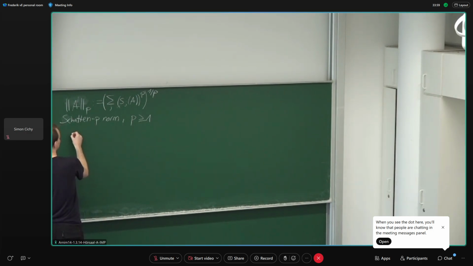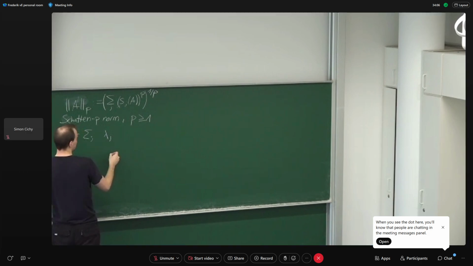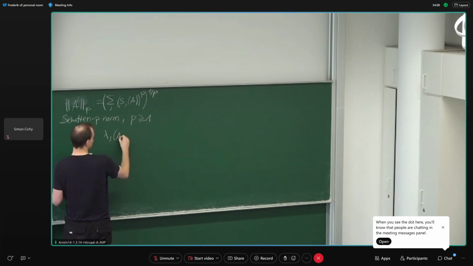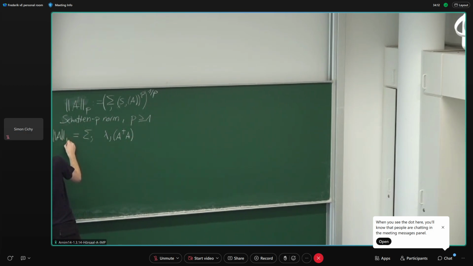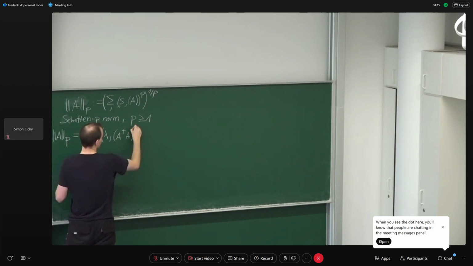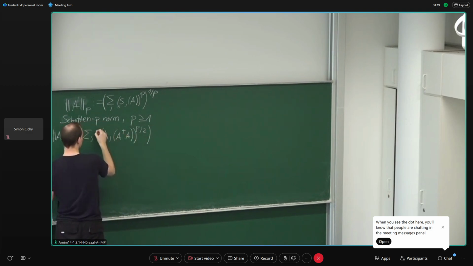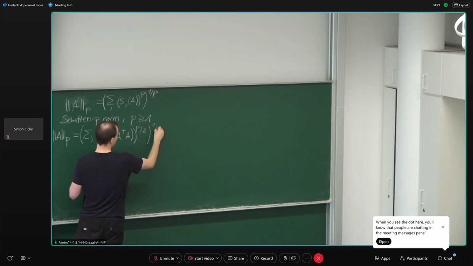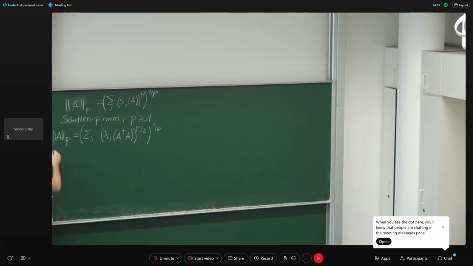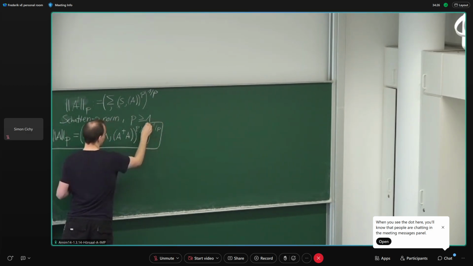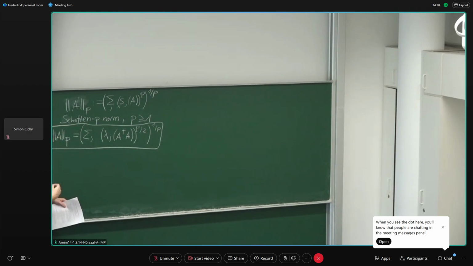There's an equivalent characterization if you don't like singular values as much. You can also, of course, insert the definition of a singular value to instead look at the eigenvalues of A dagger A. So this is still the norm of A, and we have to take the roots, p over 2, and then 1 over p. So if you prefer thinking about eigenvalues, you can also use this as your definition.